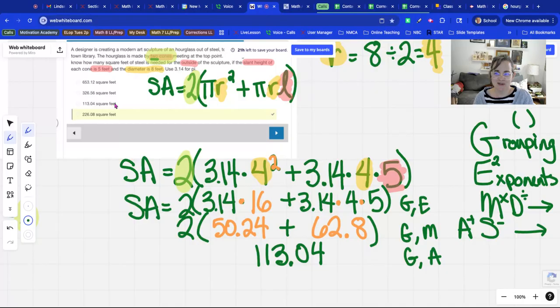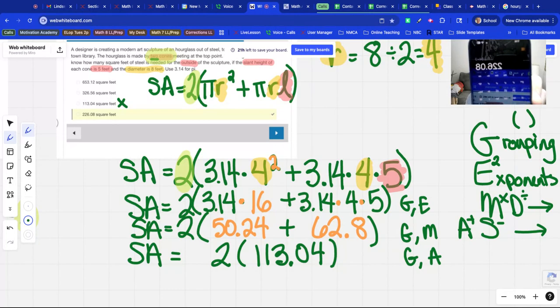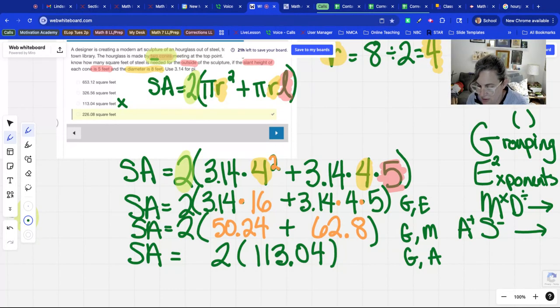Okay, and look at this. They have a wrong answer. That is that. Okay, that would be the answer if you didn't find the surface area of both of those cones. Okay, so beware, they are anticipating your mistakes. Okay, let's go ahead and double this. I'm getting 226.08. Just what I was supposed to get. Thank goodness.